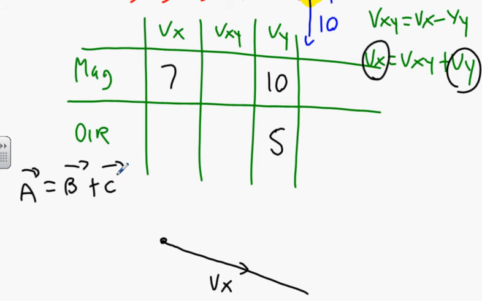Okay, if I have a vector A, I can start it off with C and follow it up with B, or I can start B off at the same spot as A and follow it with C. Okay, it doesn't matter which way I do it. It's very important you understand the triangle law, okay?